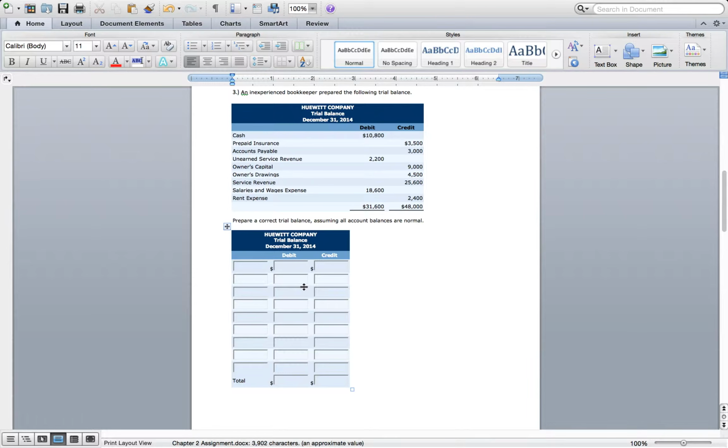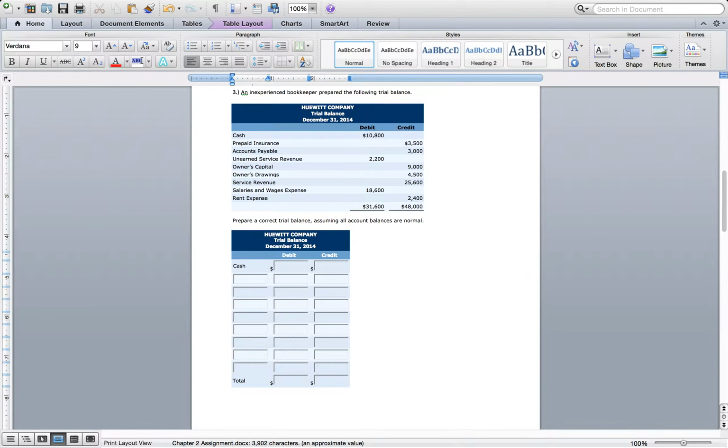Some debits and credits are in their right spot. That's what I talked about. If it's an asset, it has to have a debit balance, and so on. Another key thing is, remember, the total debits and credits have to match. They have to equal.